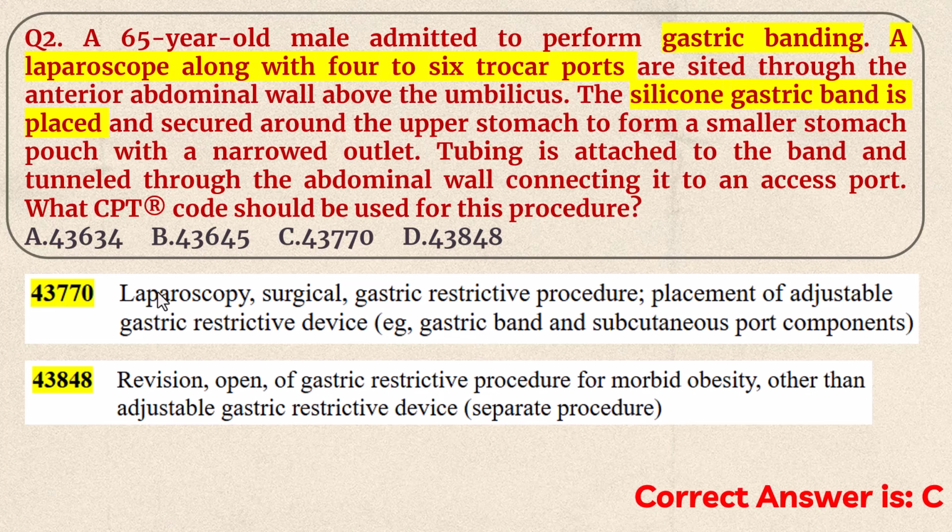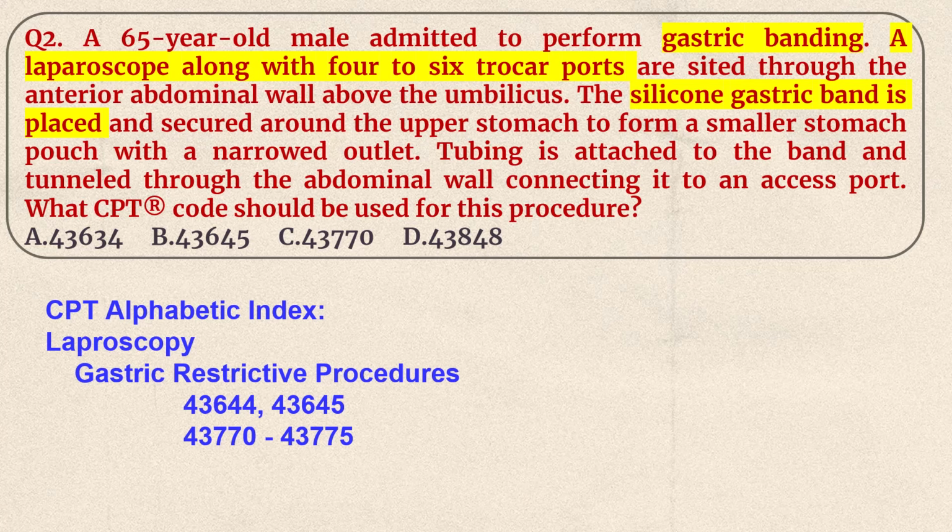If you encounter this scenario in the real working world, you have to go with the index of the CPT code books. When you go to the alphabetic index, go to laparoscopy. There you have to go to the subcategory of gastric restrictive procedures. It will lead you to the following codes. Then you have to go back to the tabular list and find the correct code. If you find the correct code, that will be C, that is 43770.